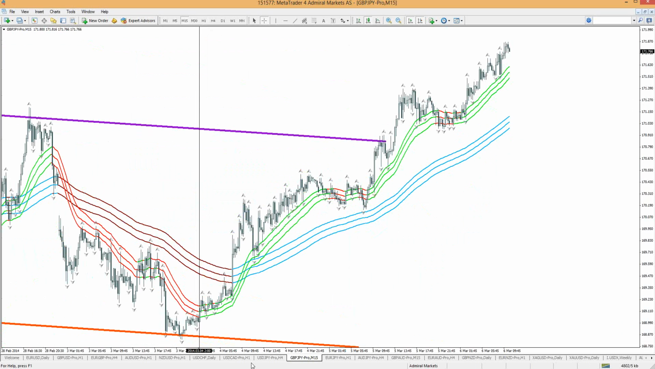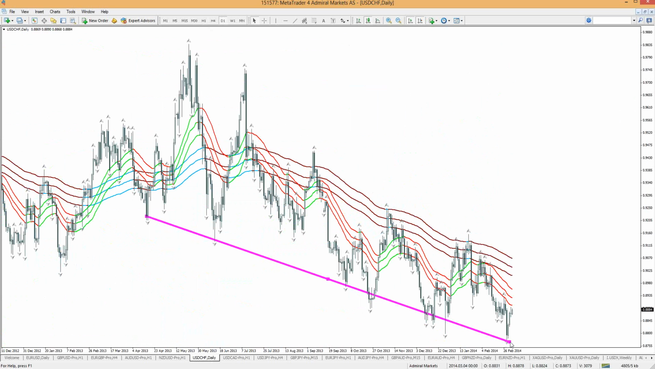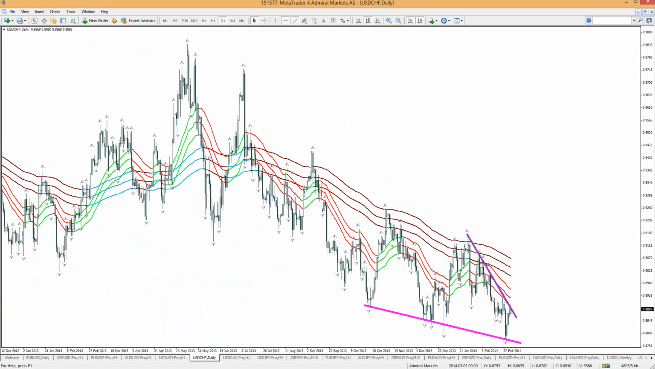What else? Let's take a look at dollar Swissy. Bouncing again off the support line here, roughly speaking. You can even change that support line maybe to something like this. Looks like a falling wedge to me. Not too interested in Swissy personally at this moment. Let me see. Anything else I'm missing? No, not that I know of.